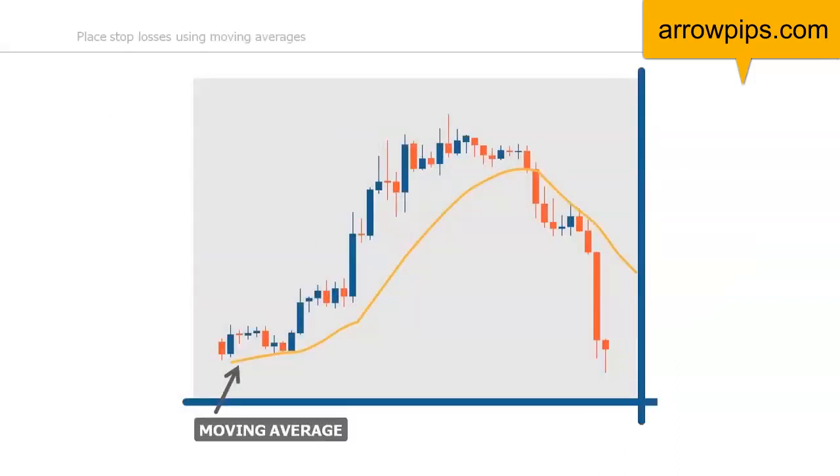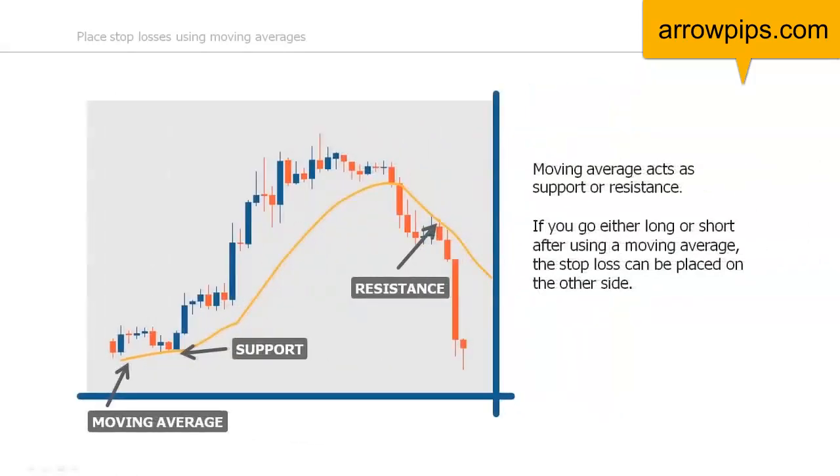There are times when a moving average acts as support and resistance, much in the same way that horizontal support and resistance levels do. Moving averages are sometimes used for entry into the market, and so if you go either long or short after the price has encountered a moving average as either support or resistance, the stop loss can be placed on the other side.